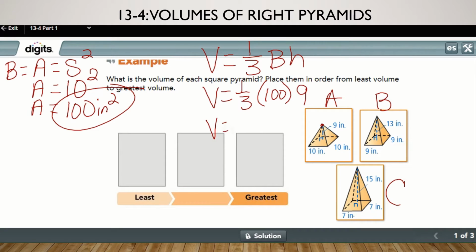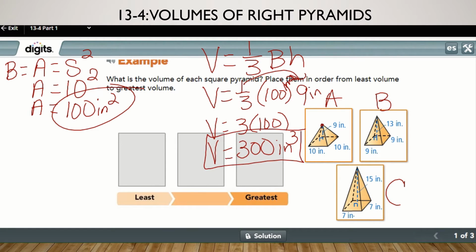Now you can multiply this however you want to, but I think it's easiest to get 1/3 of the height, and that will end up being 3. And then you multiply that by 100, and 3 times 100 is 300. And don't forget your units. So this was inches squared, and this was inches. Now we do inches squared times inches, that will be inches cubed. Remember, volume is always cubed. So the volume for A will be 300 inches cubed.